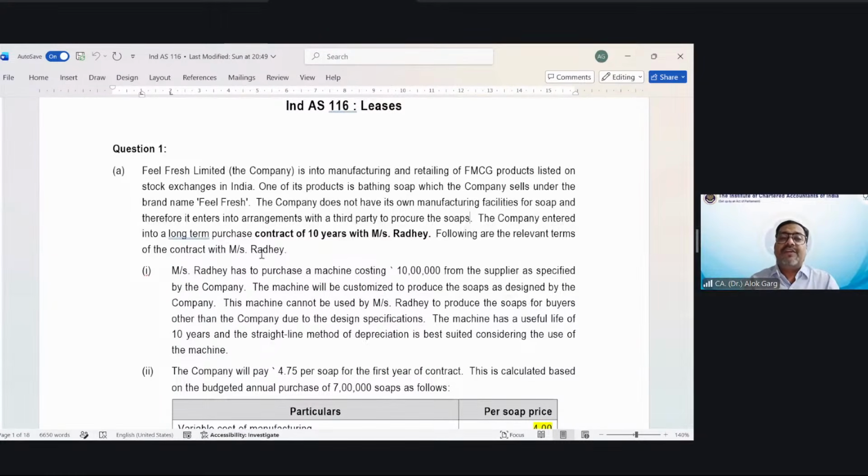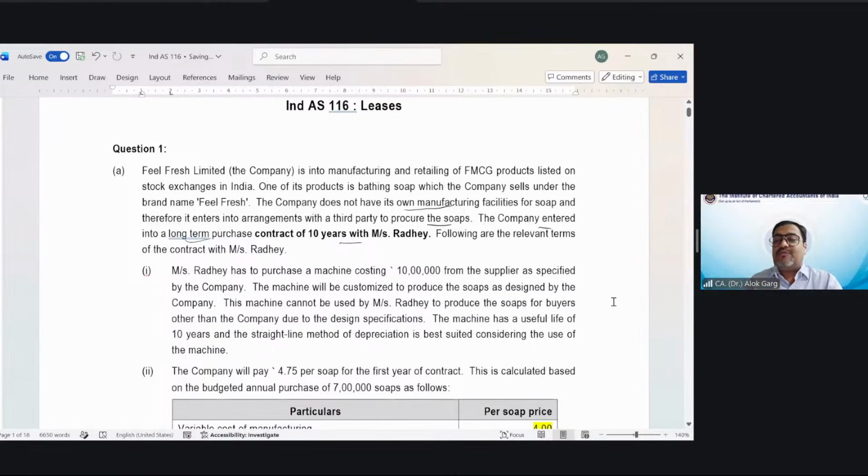So this company, Feel Fresh Limited, is into manufacturing and retailing, and one of the products is bathing soap, which the company sells under the brand name Feel Fresh. The company does not have its own manufacturing facilities, and therefore it entered into an arrangement with a third party to procure. So the entity is not doing the manufacturing, the entity is procuring from somebody else. The company entered into a long-term purchase contract of 10 years with Messrs. Radhe.